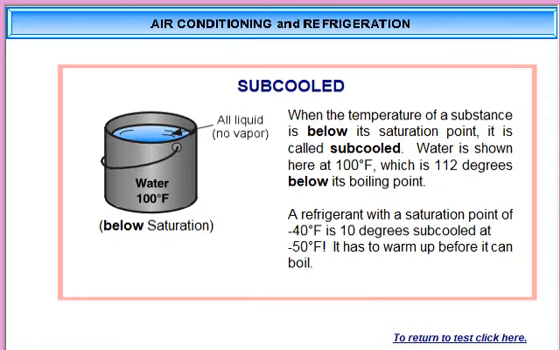When the temperature of a substance is below its saturation point, it is called subcooled. Water is shown here at 100 degrees Fahrenheit, which is 112 degrees below its boiling point. A refrigerant with a saturation point of minus 40 degrees is 10 degrees subcooled at minus 50. It has to warm up before it can boil.